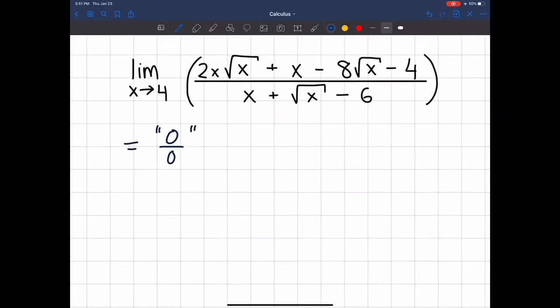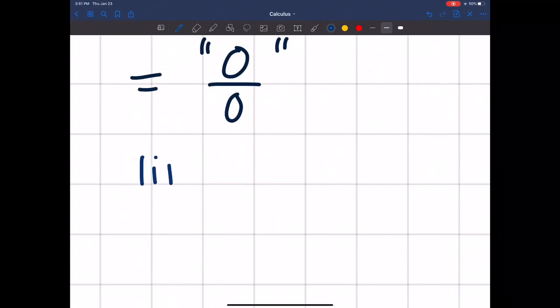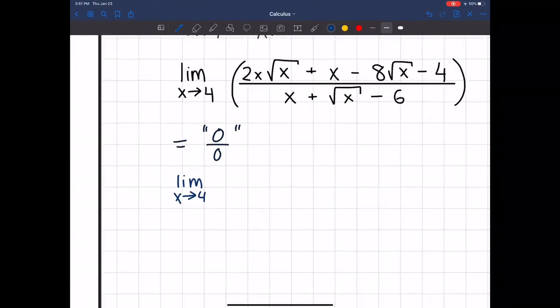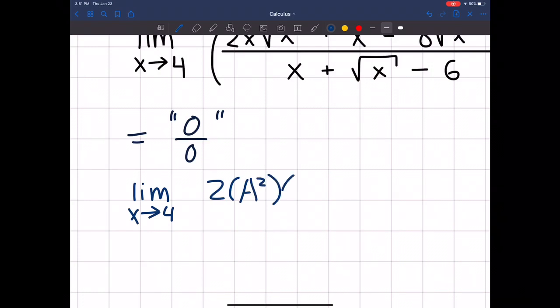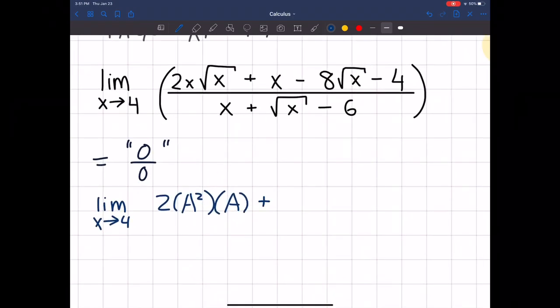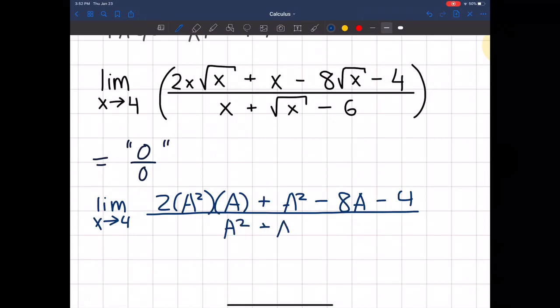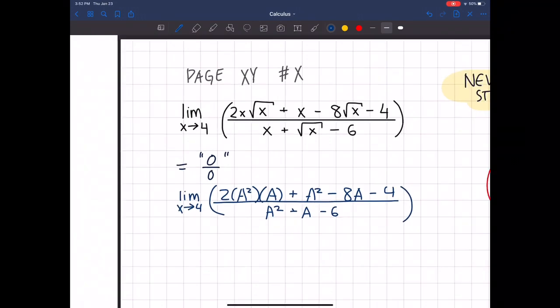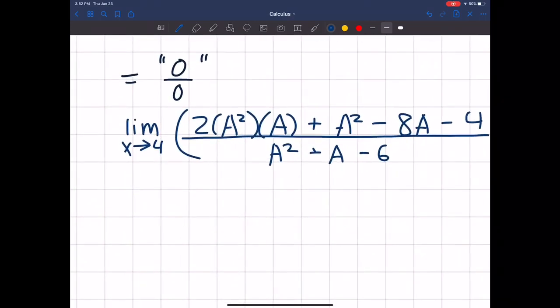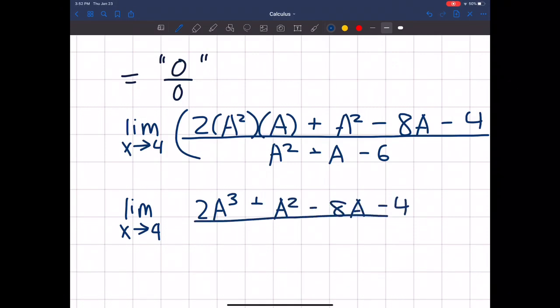We're going to plug a into every x we see. So the limit as x approaches 4 of (2a squared times a plus a squared minus 8a minus 4) all over (a squared plus a minus 6). And don't forget the brackets, guys. Brackets are important. And once you expand this out, you are going to notice that we can actually end up factoring by grouping at this point. So 2a cubed plus a squared minus 8a minus 4, all over a squared plus a minus 6.